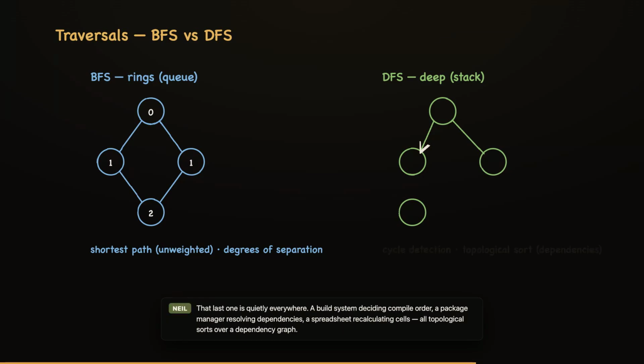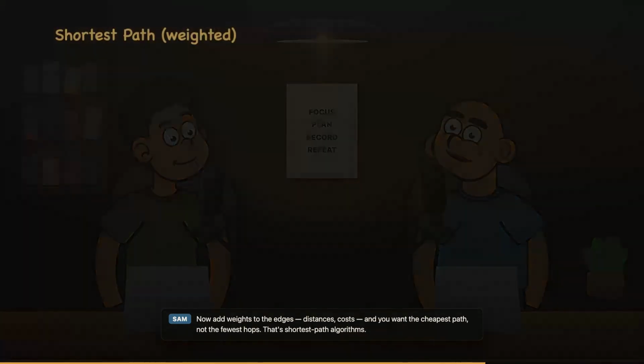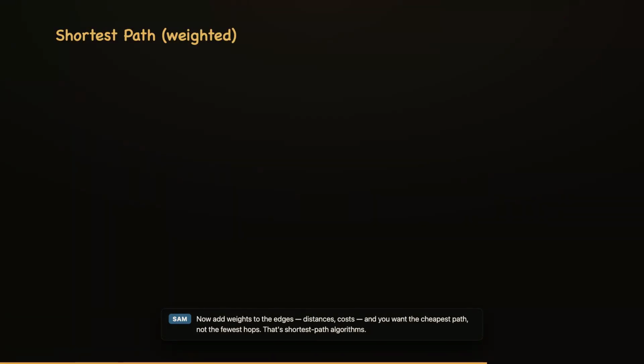That last one is quietly everywhere. A build system deciding compile order, a package manager resolving dependencies, a spreadsheet recalculating cells, all topological sorts over a dependency graph. Now add weights to the edges, distances, costs, and you want the cheapest path, not the fewest hops.